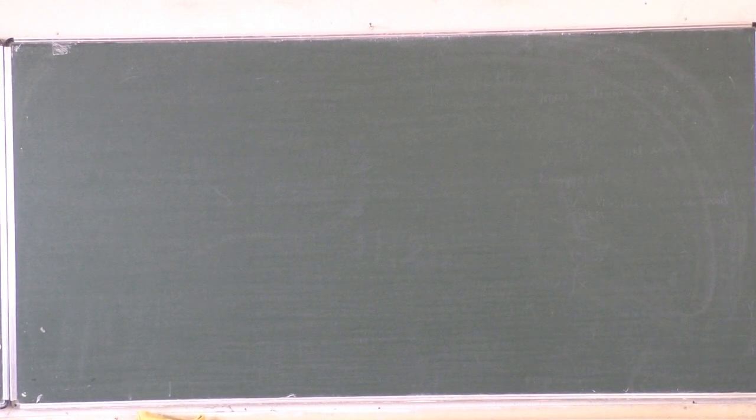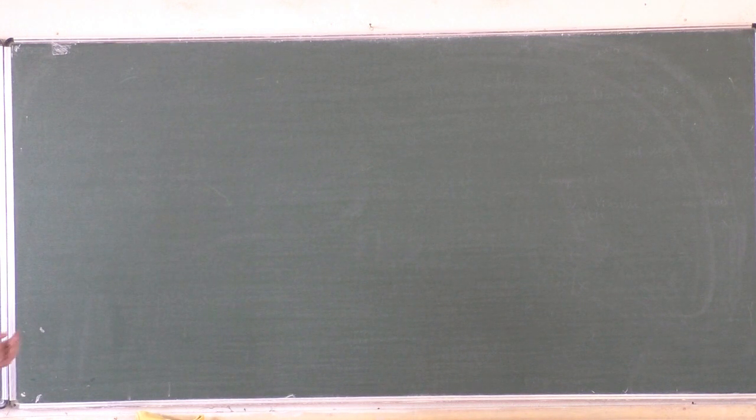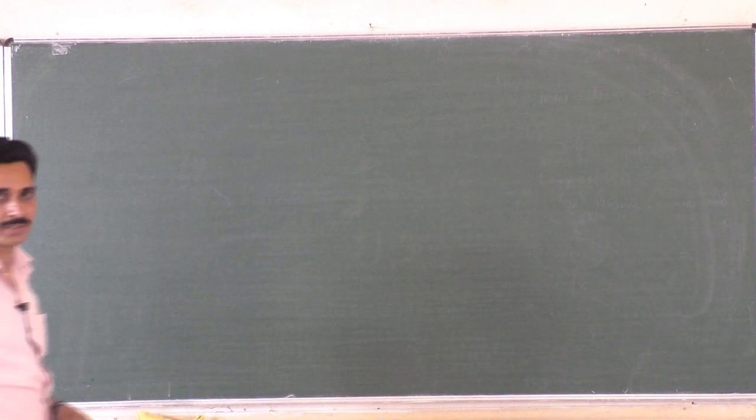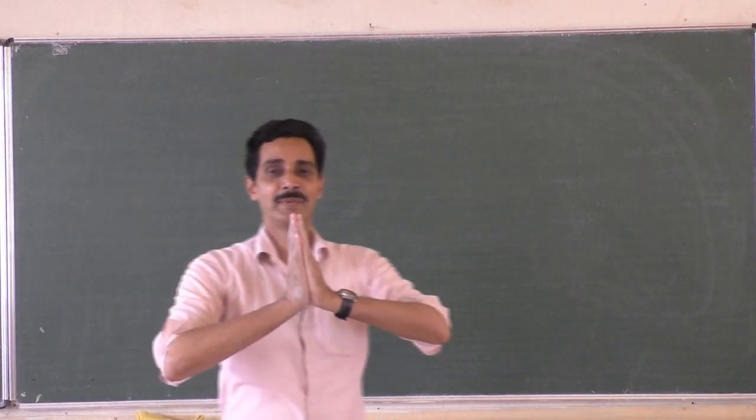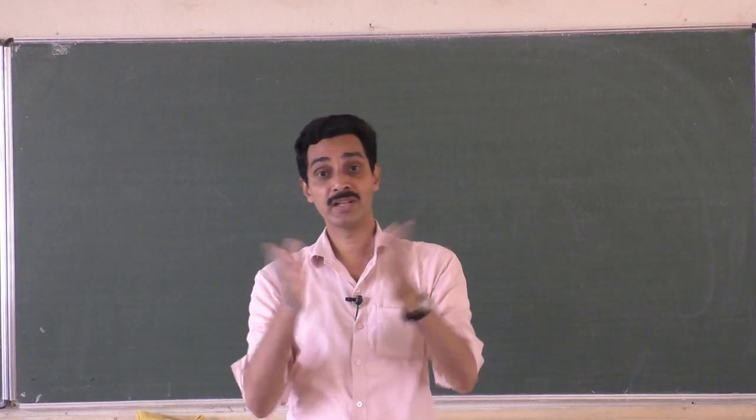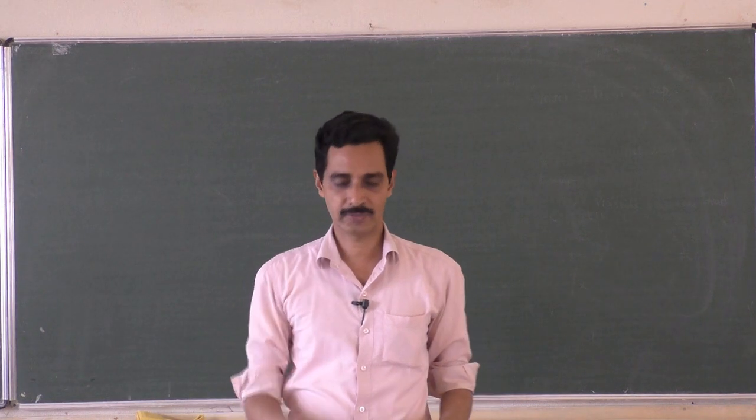Okay? So we have seen the basics of the photoelectric effect in the last class. Removal of electrons from the surface of a metal by supplying energy in the form of light, and thereby removing the electrons. Those electrons which are removed are called photoelectrons.